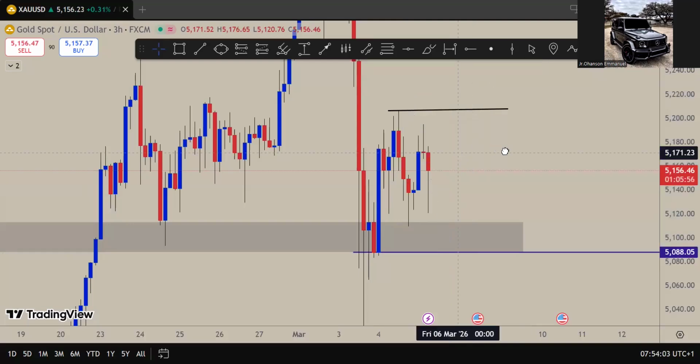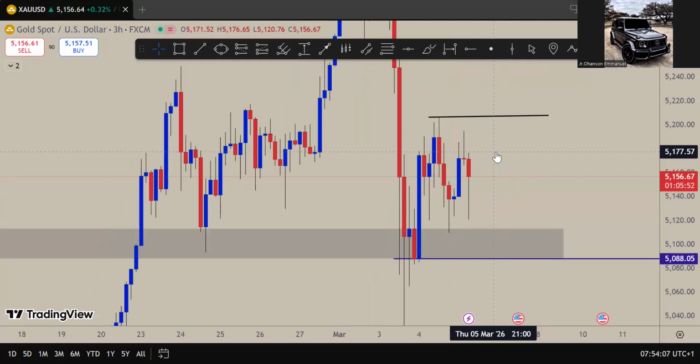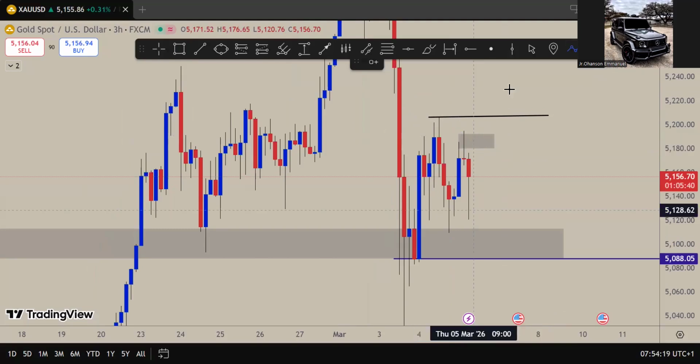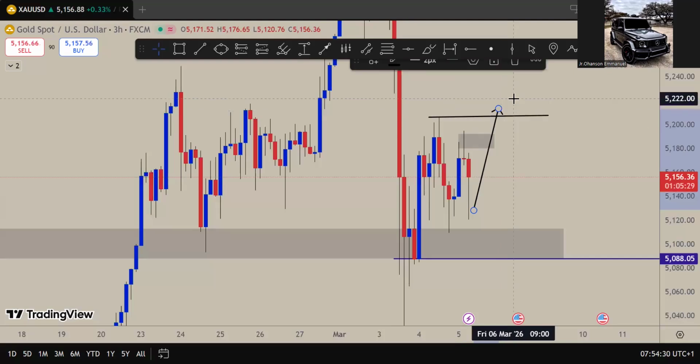So I'm still watching and monitoring to see what happens. I can only buy if gold creates this resistance here, a major resistance, then goes up and breaks it, right? And then comes down here. That's the only reason that will make me buy gold, because that will show that there is bullish momentum. All right. So for now, I'm still watching gold.